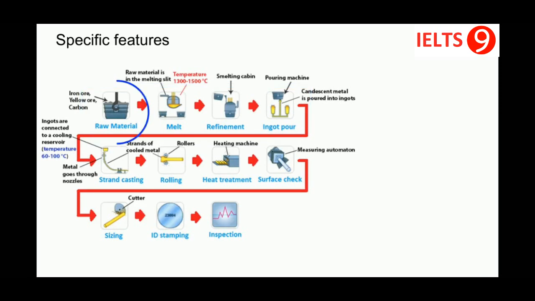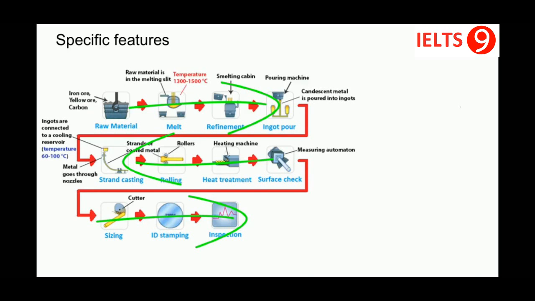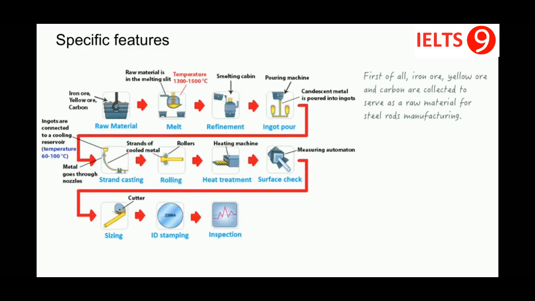We can see that the first stage is called raw material. The picture shows a box with some raw material and an arrow indicating that iron ore, yellow ore, and carbon line that box. This material will experience some transformations throughout the process and will become a steel rod. I describe the stage in such a way. First of all, iron ore, yellow ore, and carbon are collected to serve as a raw material for steel rods manufacturing. Then we move on to the next stage, which is called melt.